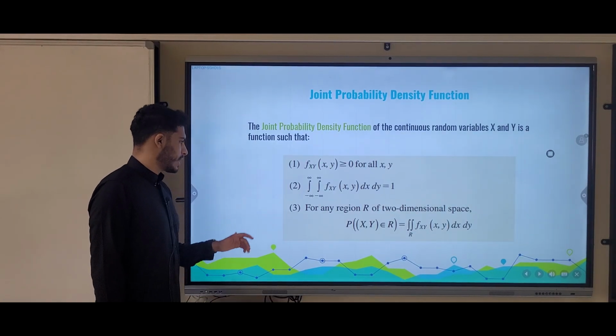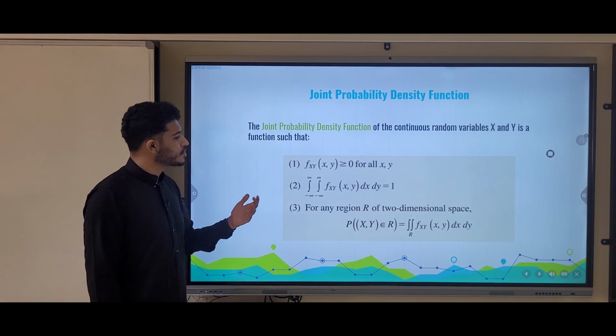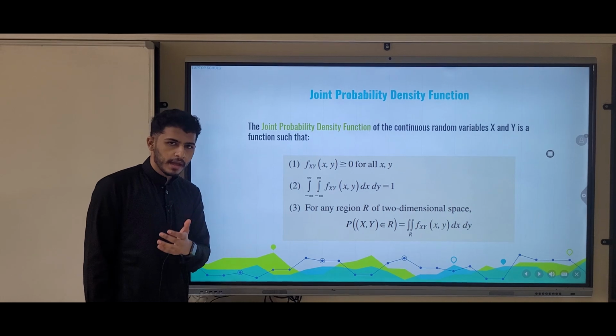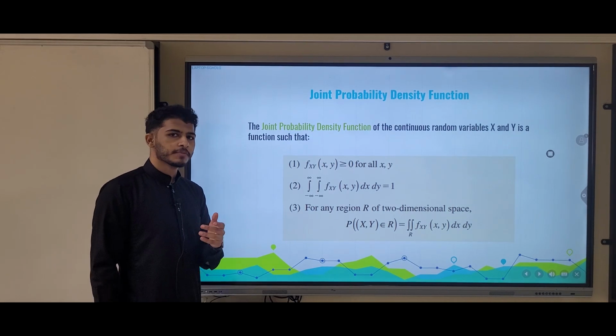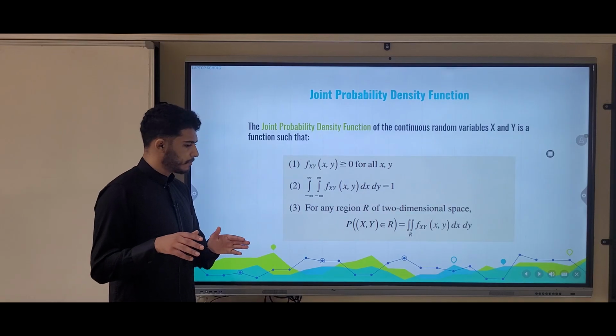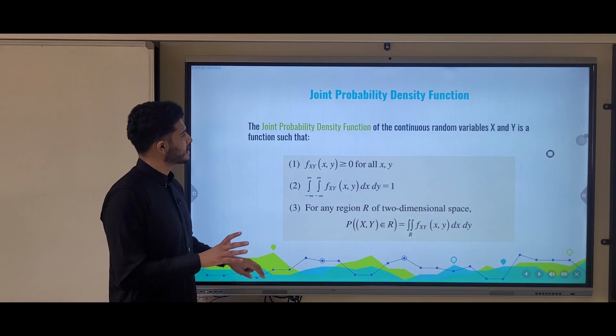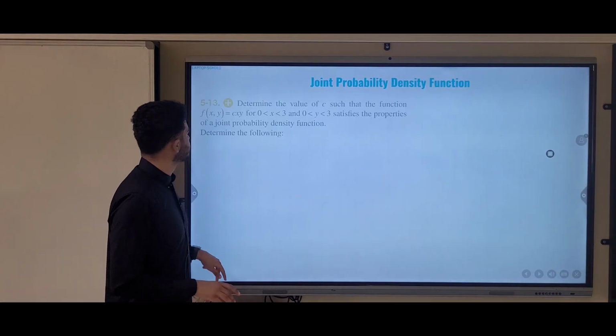And the last one tells you that the probabilities of these combinations of X and Y are merely the area under the curve of this bounded region that is specified by X and Y. This is basically it. Let's solve a question now.